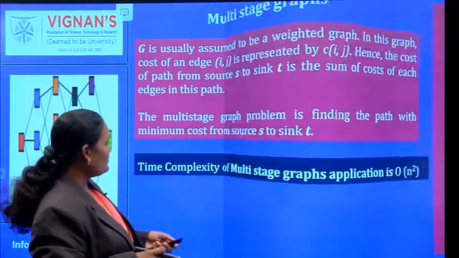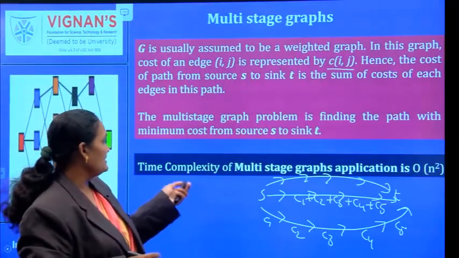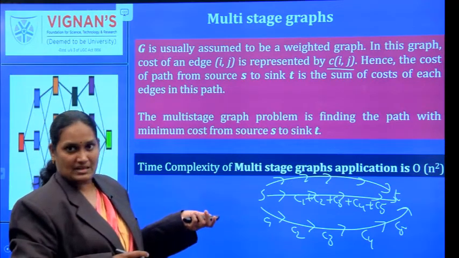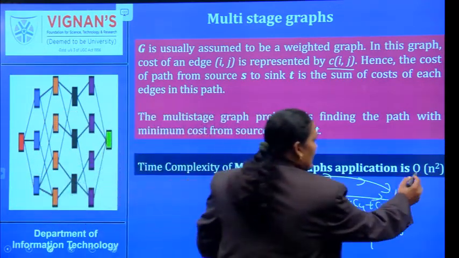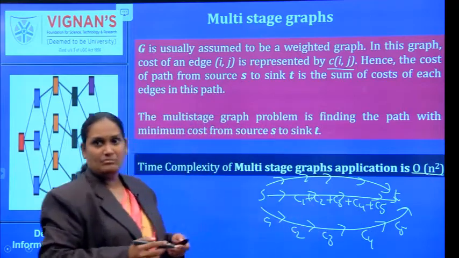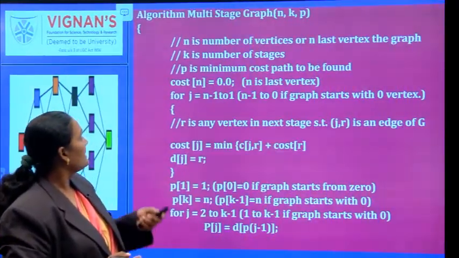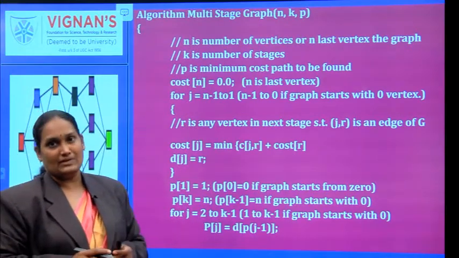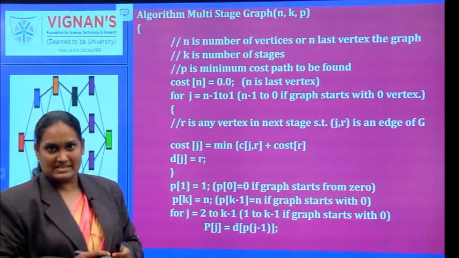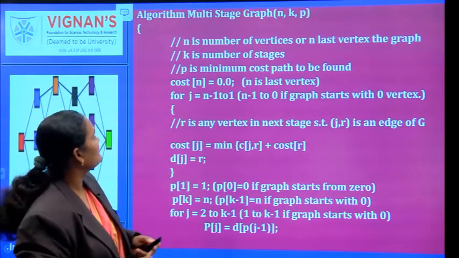Coming to the time complexity of multi-stage graphs, the multi-stage graph problem can be solved in the time big O of n square. This can be solved with the time big O of n square. What is the algorithm that we are following for solving this multi-stage graph problem? Here you can see the algorithm.